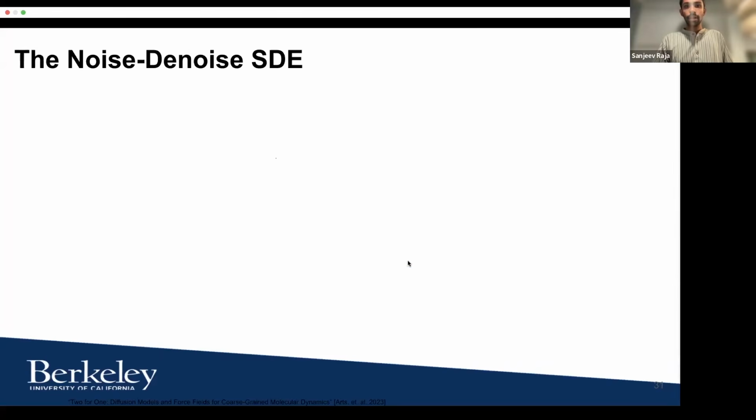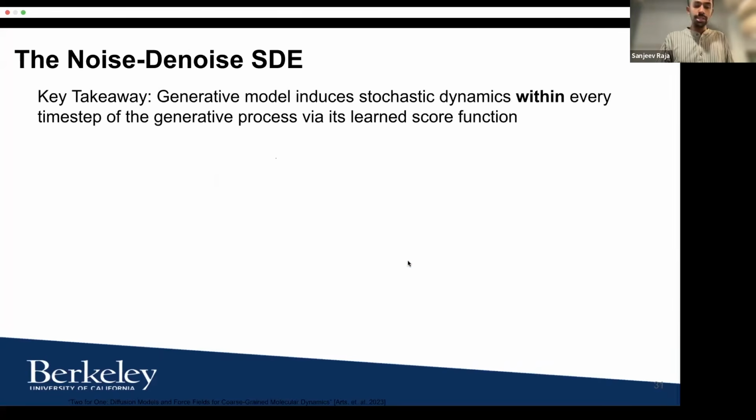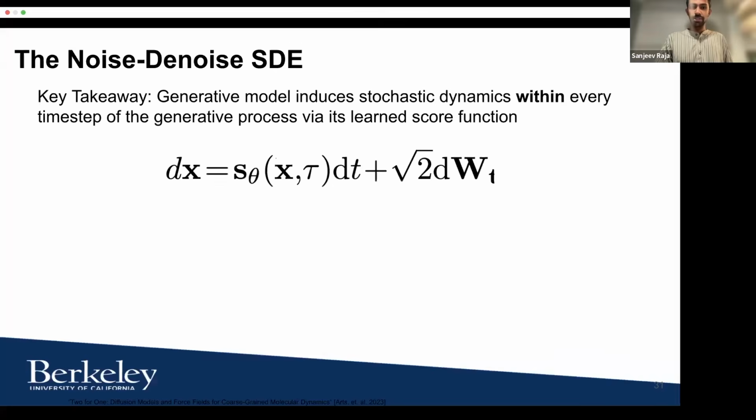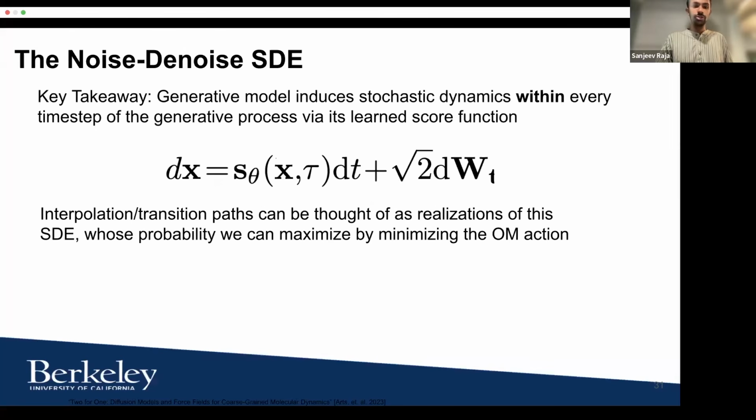Okay. Right. So the key takeaway here is that we now have a set of stochastic dynamics. And so interpolations, or in this case, transition paths, can be thought of just as realizations of the stochastic differential equation induced by the generative model. So now we've established a clear connection between generative models and the transition path sampling SDE. And the final piece in the puzzle is that we just need to connect this to the Onsager-Machlup action.